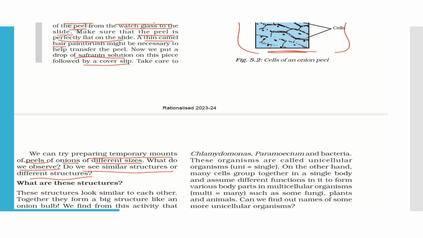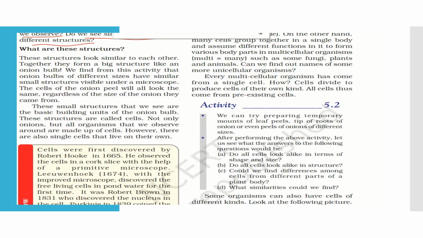So we just need to observe a few peels under the microscope with just one drop of saffranin solution. Then we will see the nucleus, the cells, and different shapes and sizes of the cells. So what are these? We need to draw, and we need to write the different structures, right? So what are these structures? These structures look similar to each other. So they form a big structure like an onion bulb. So we find from this activity that onion bulbs of different sizes have similar smaller structures visible under the microscope.